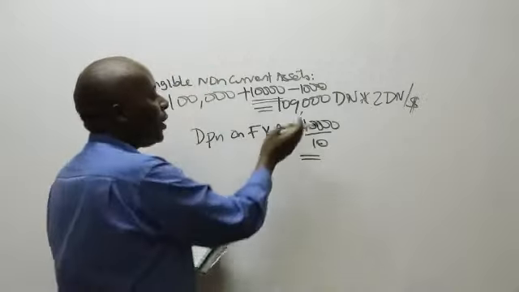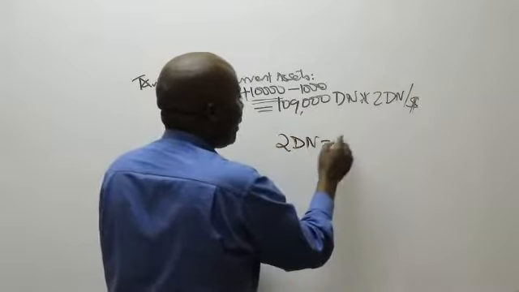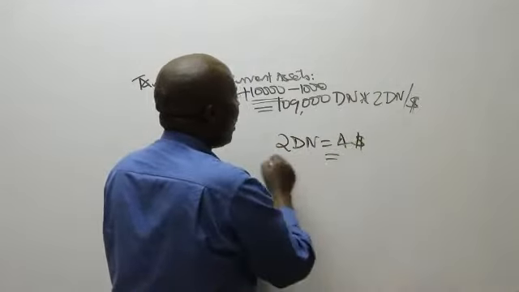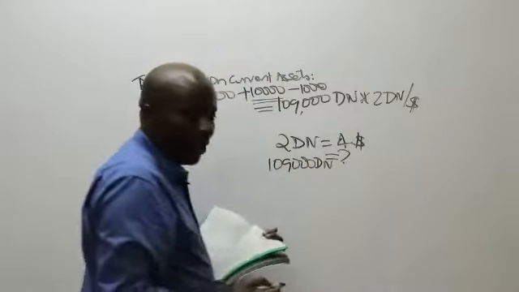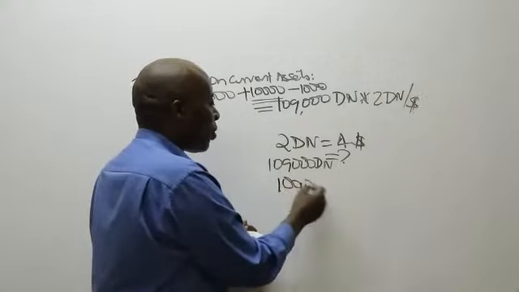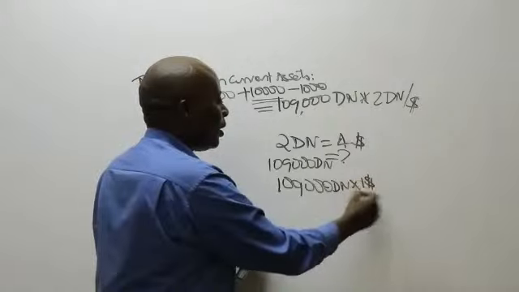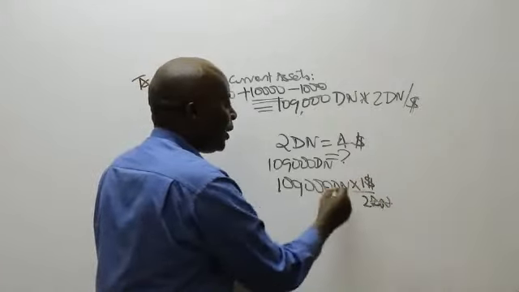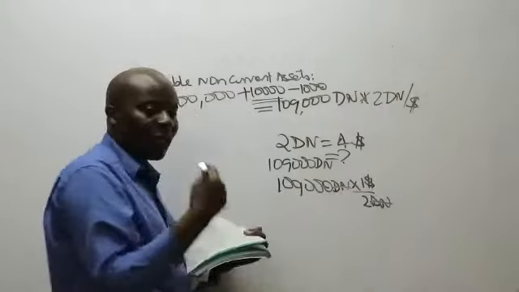Alternatively, you could do this in your mother tongue. Say 2 dn equals $1. How about 109,000 dn's? When you cross multiply, it will be 109,000 dn times $1 divided by 2 dn's. So the dn's will cancel out. You'll be left with what here? Your reporting currency, which is the dollar.